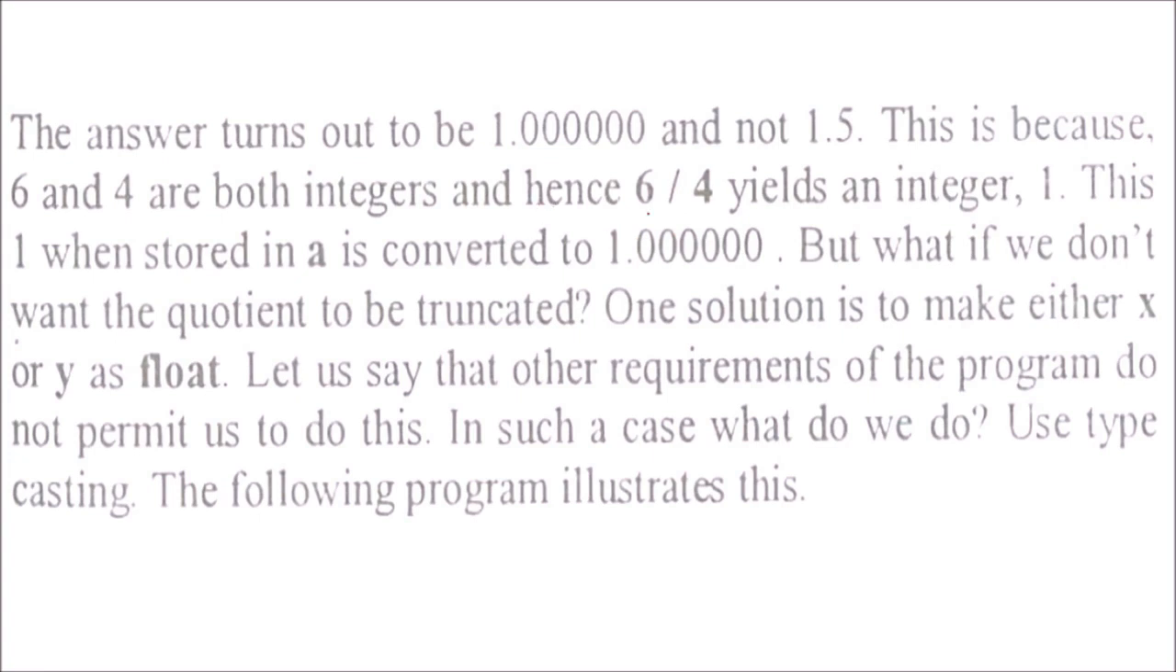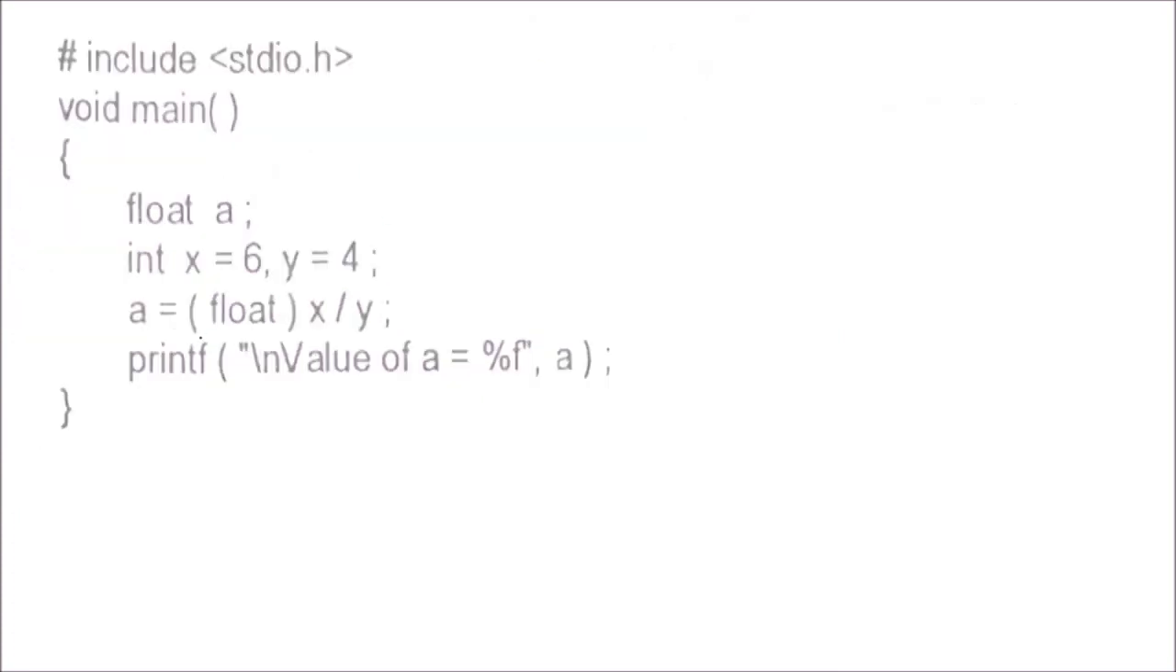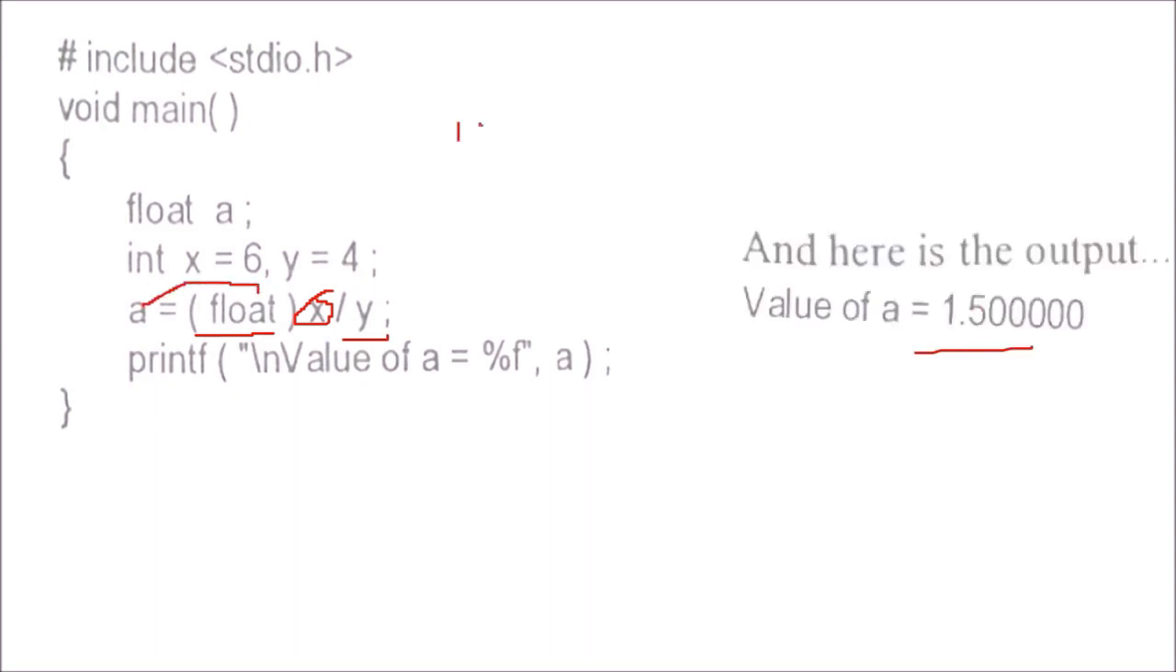Now, how to get this 1.5? We don't want this 0.5 to be truncated. That is why we need to typecast it. Please understand this typecasting. We want to make this x a float before it can be divided by y, and the float value needs to be assigned to a. Okay, so here is the output. This is 1.5 now, because we have typecasted it, forcing the compiler to make x a float. Once it has become float, no problem, 1.5 will be there. There will be no truncation after the decimal part.